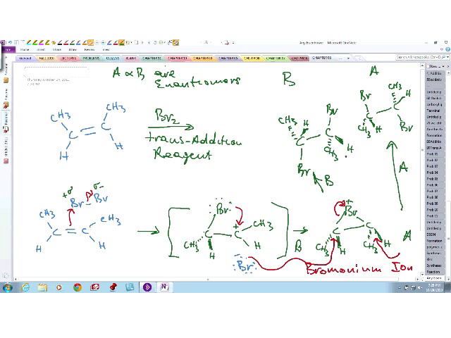So I believe we've come to the end of chapter 8. I should also say that this same mechanism applies when you form the halohydrin.